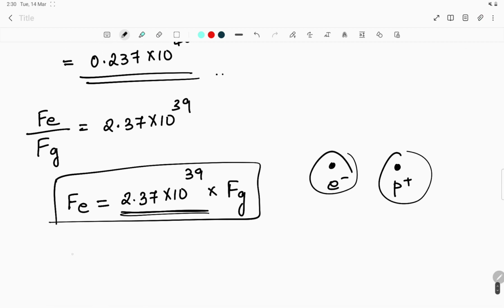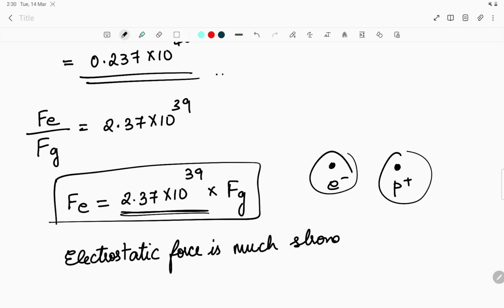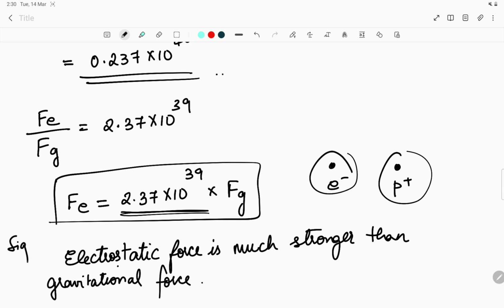So for the significance, you can write: electrostatic force is much stronger than gravitational force. So this is the significance.